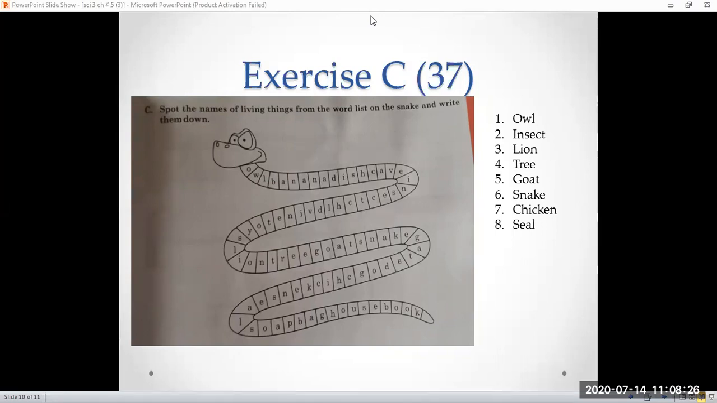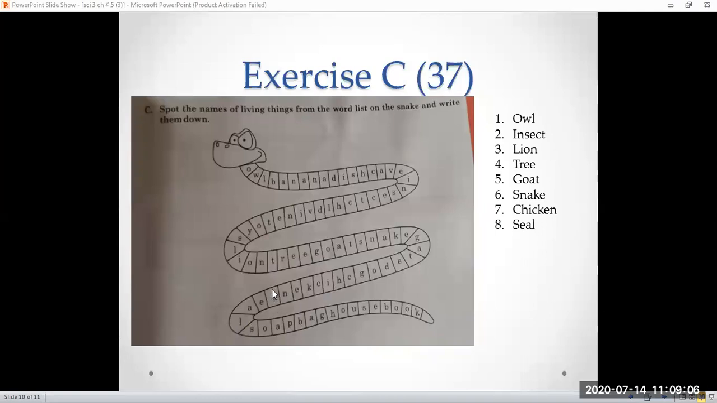Yes. First one, owl, is here. Then second one is insect. Here is the insect. Then after insect, next word is lion. Here is the lion. Then next is the tree. Here is the tree. Then after tree there is a goat. And after goat it's a snake. Here is a snake. Then after snake there is a chicken. Here is a chicken. And in the last there is a seal.